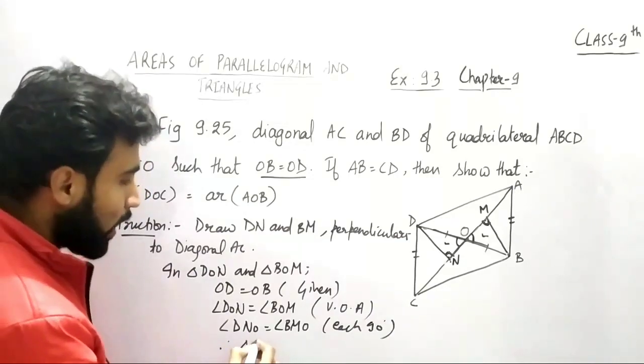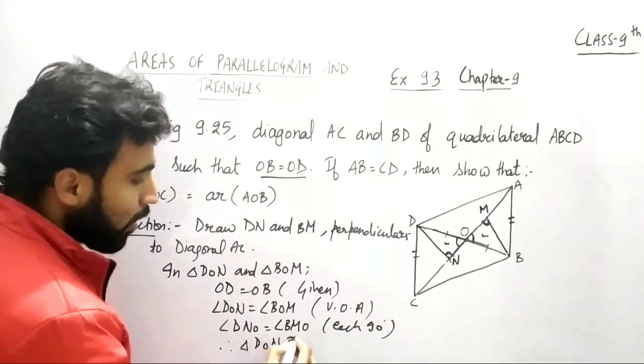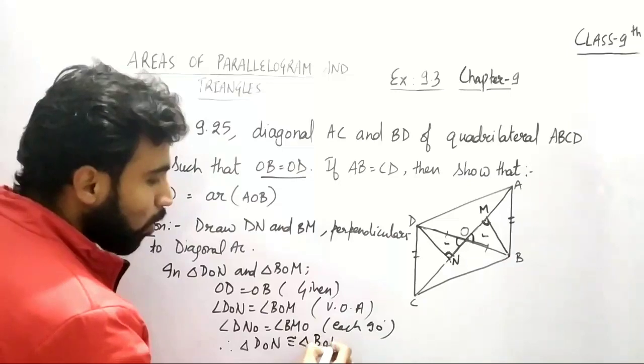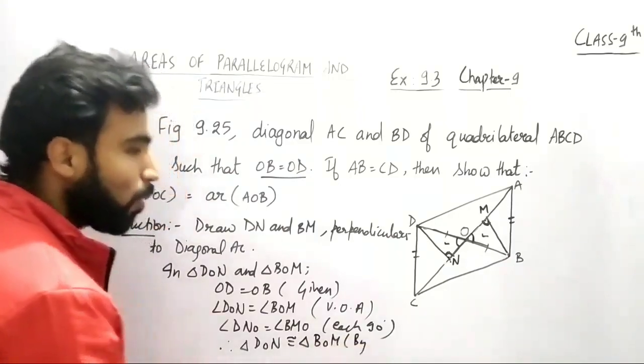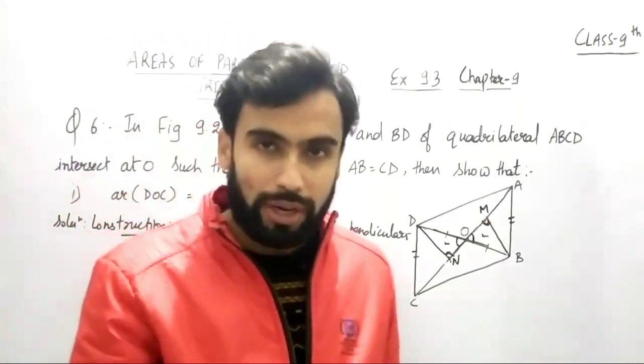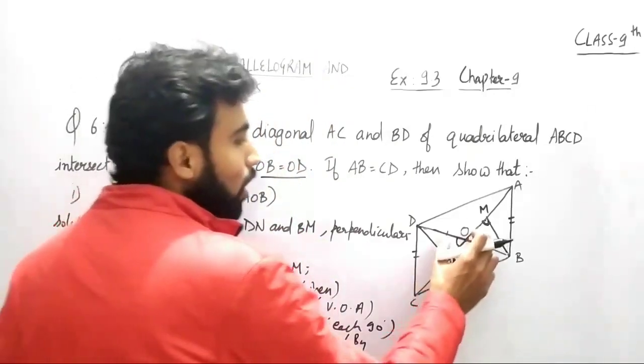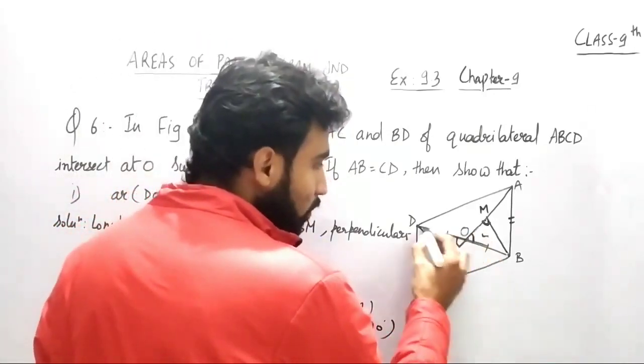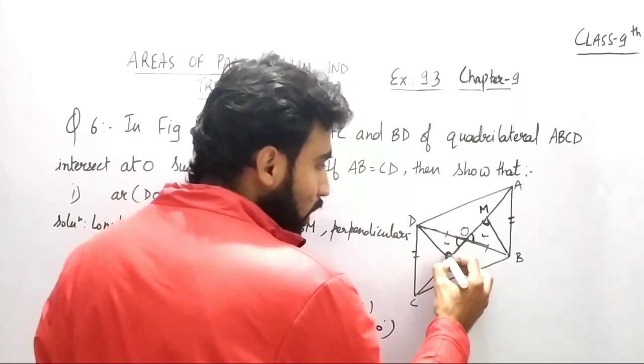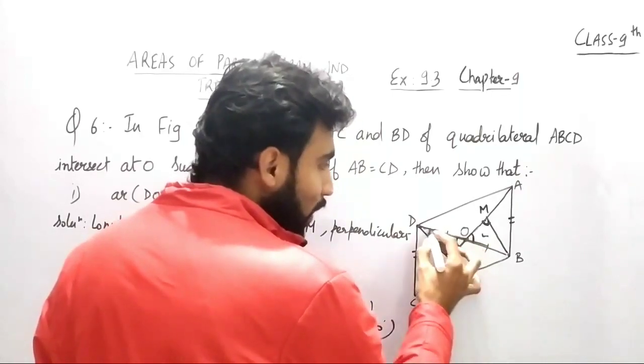Then we can say that triangle DON is congruent to triangle BOM. Now the most important thing is the congruence rule here. So what congruence rule will apply onto this? If I observe this triangle DOM, you will find angle, angle, then side.